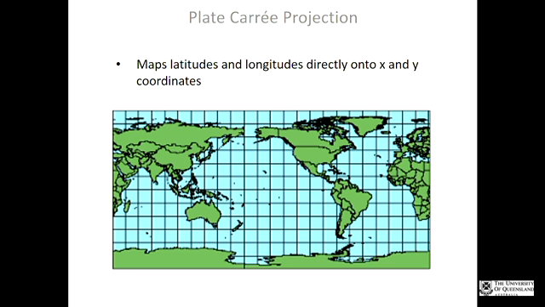And over the years, people have developed many different ways of transforming the spherical or ellipsoid surface of the Earth onto a flat surface. This is the most simple. This is the plate carré projection, and basically it just maps latitudes and longitudes directly onto an XY surface. And so what's an obvious distortion here? Antarctica. It looks huge. I suspect it's not that big.